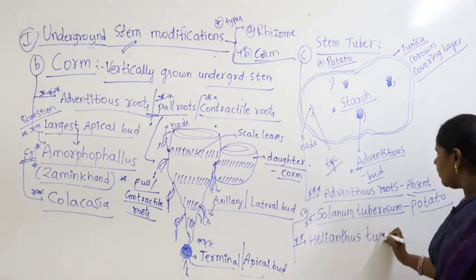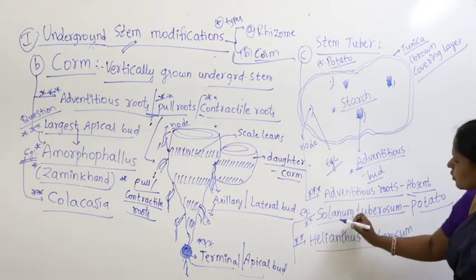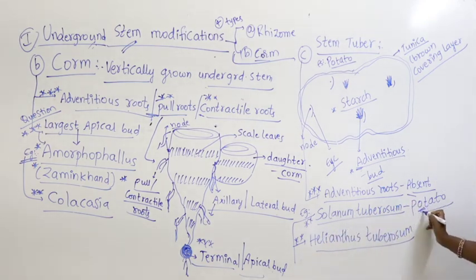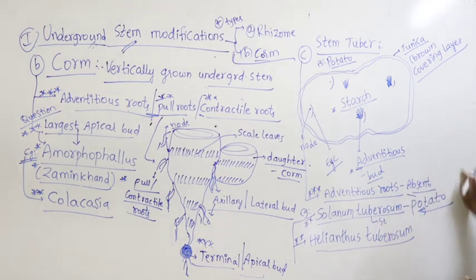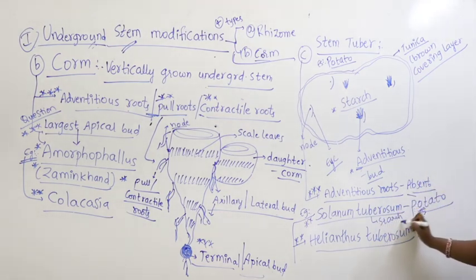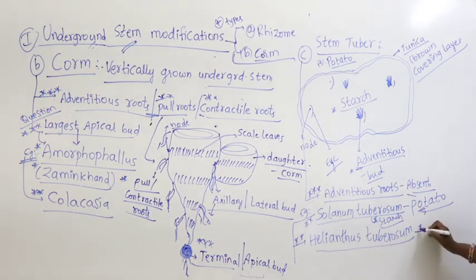Helianthus tuberosum. Then this is Solanum, stores what? Solanum is nothing but potato. Potato stores what? It stores starch. Okay, it stores the reserve food material as what? Starch. Helianthus tuberosum stores inulin.